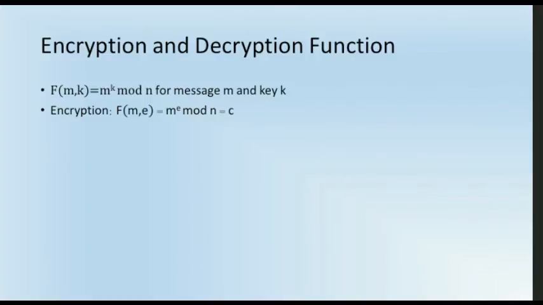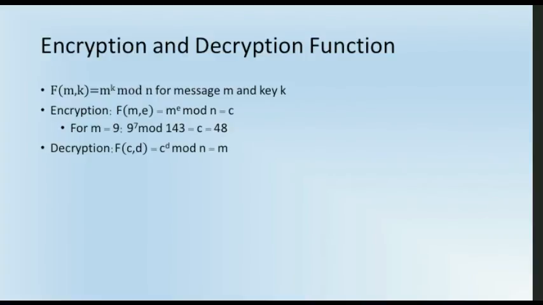So our encryption function is m to the e mod n. Given some message and some public key, we can generate a cipher text. So for example, given m equals 9, we can compute 9 to the 7 mod 143, where n is again the product of p times q, our randomly generated primes, to yield us some cipher text. The decryption function is very similar, which is the cipher raised to the power of d, our private key, mod n equals m. So computing, we're able to see that we retrieve our original message back, which is 9.